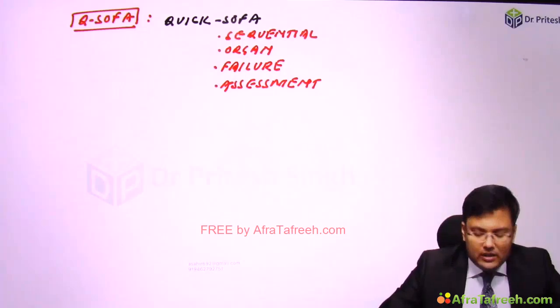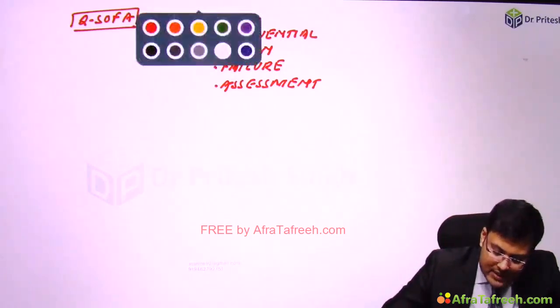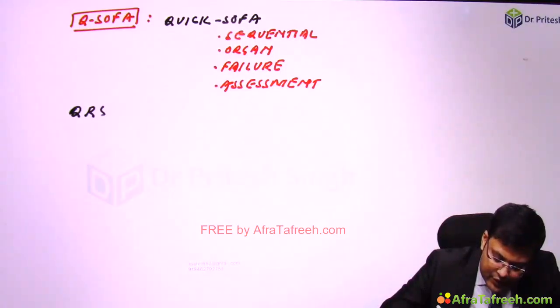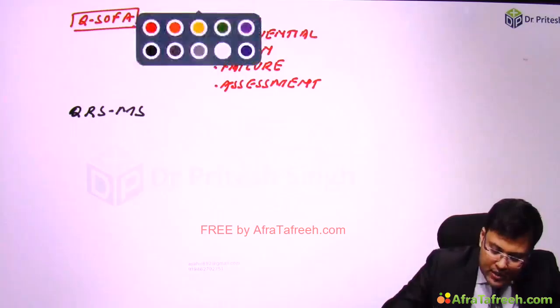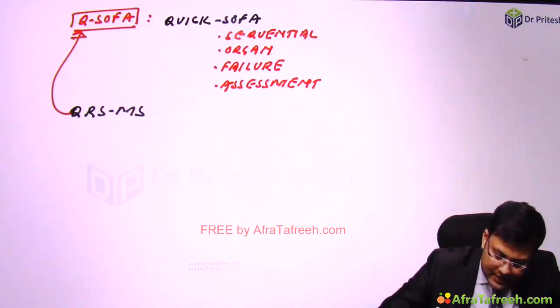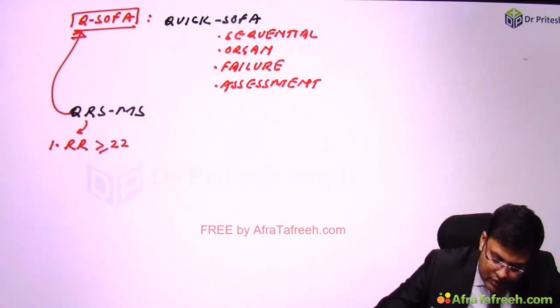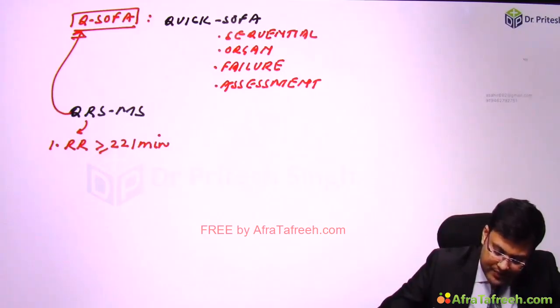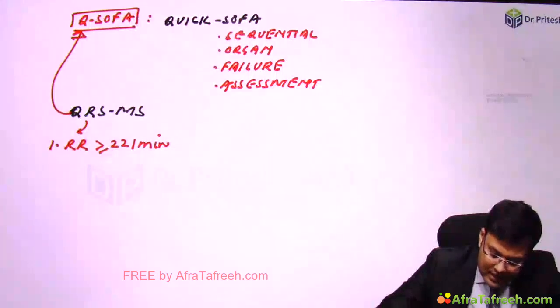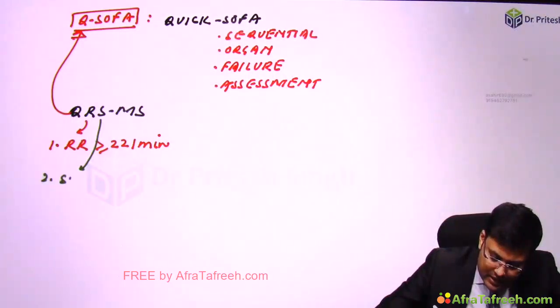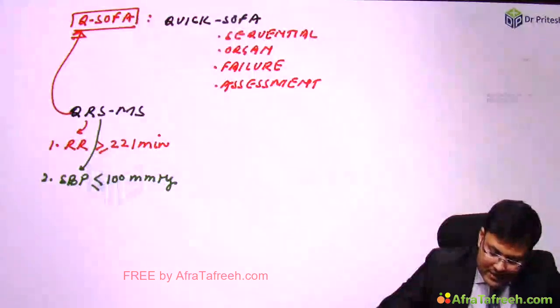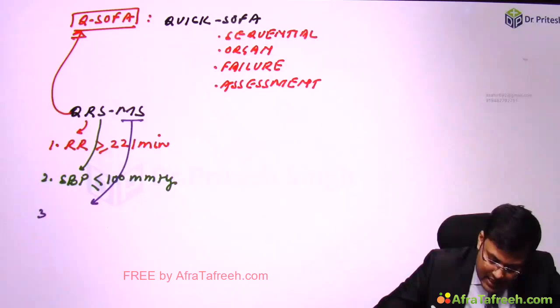How to remember? The mnemonic is QRSMS. The parameters are QRSMS. So what do you mean by Q? Q means qSOFA. R means first respiratory rate. How much? More than or equal to 22 per minute. S is systolic blood pressure. How much? Less than or equal to 100 mmHg. And MS is mental status alteration.